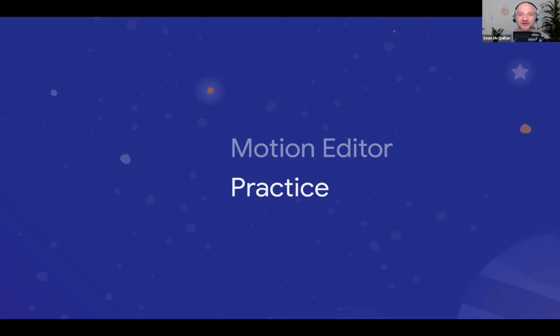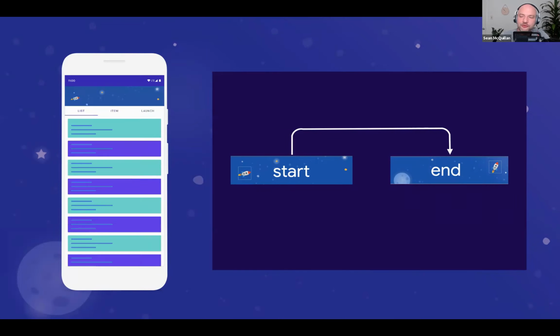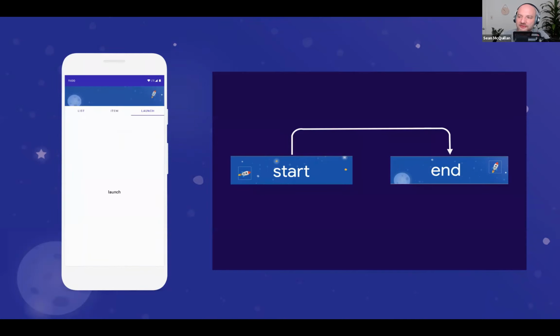We're going to go in order of increasing difficulty for these samples. So we're going to start with this view pager example. So visually, if you look at this, it kind of looks like there's three states, right? There's three tabs on the screen right here. There's the list, there's the item, and there's the launch.